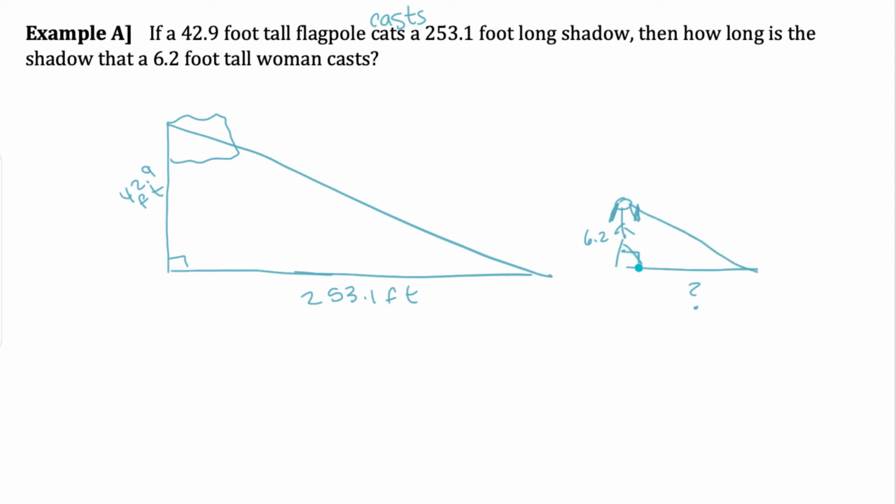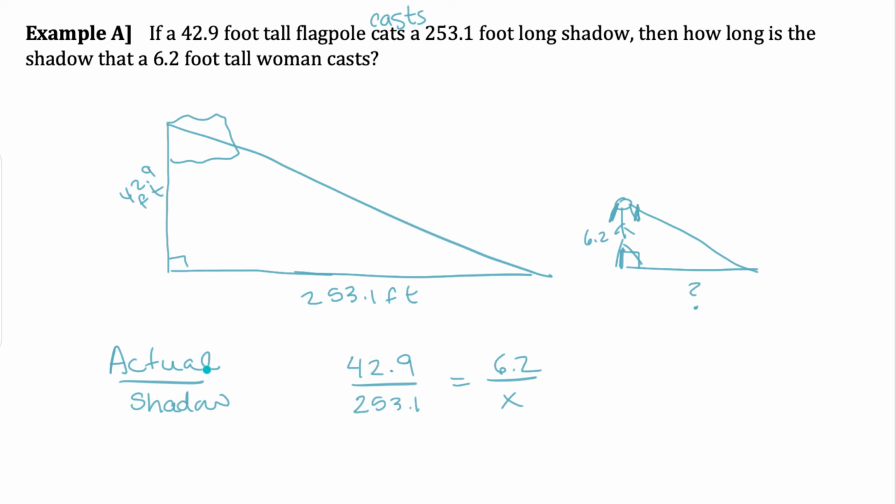So, right, we can draw the two similar triangles if we would like to. We can also just think of this as, we're comparing the actual height of something to the shadow length of something as a proportion. So it's up to you how you like to look at these problems when there is no diagram there. All right, so we have the flagpole. It's 42.9 feet, and its shadow is 253.1 feet. And we're looking for how long is the shadow of the woman that is 6.2 feet high.